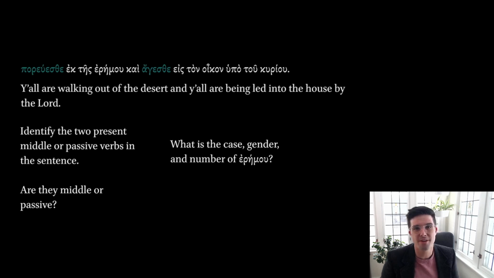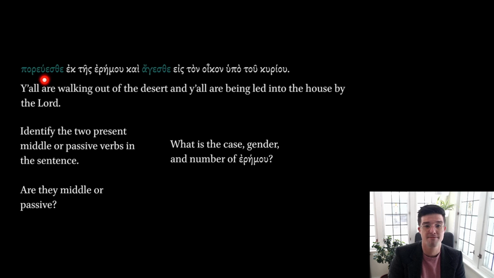And now with our translation here, this might help you a little bit more in determining this answer here. Y'all are walking out of the desert and y'all are being led into the house by the Lord. So see how this helps you with determining whether each verb is middle or passive here. And so this first one, poreuomai, y'all are walking. So notice that this is translated actively. So we have another case of a middle deponent verb.